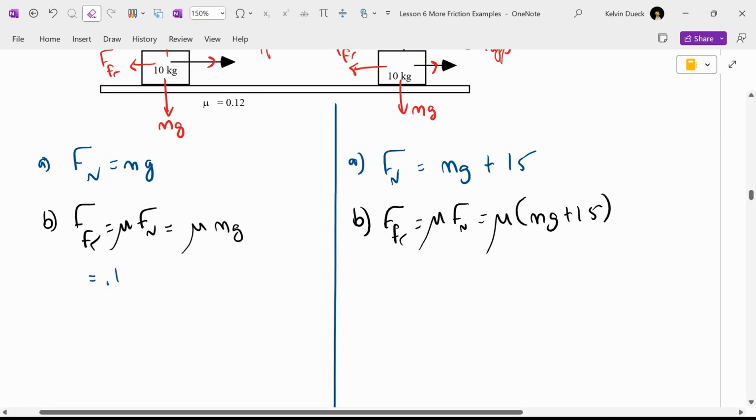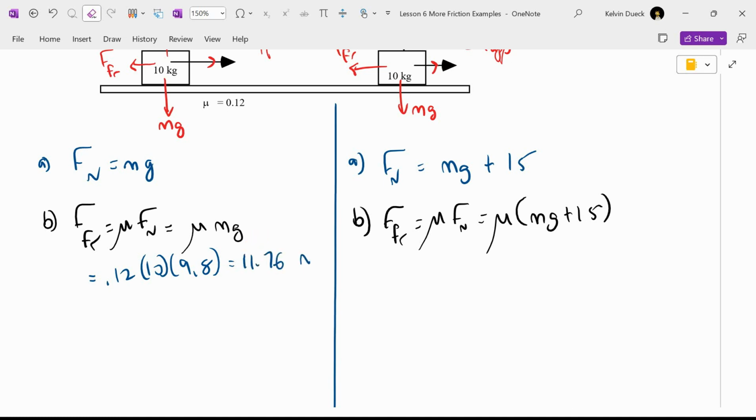What's mu? 0.12. M is 10, g is 9.8. Anthony, what do you get? I can do this in my head. It's going to be 98 times 1.2. I can do that. It's going to be 9.8 plus 1.96, 10.8, 11.76. That's going to be newtons, because it's a force.